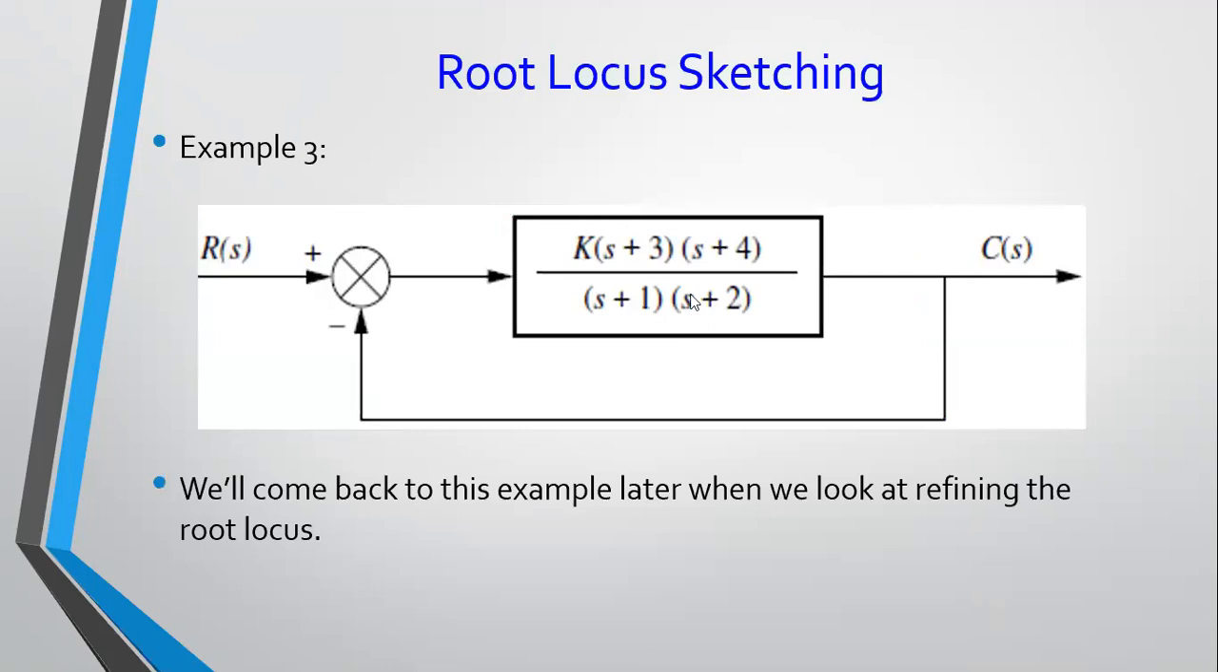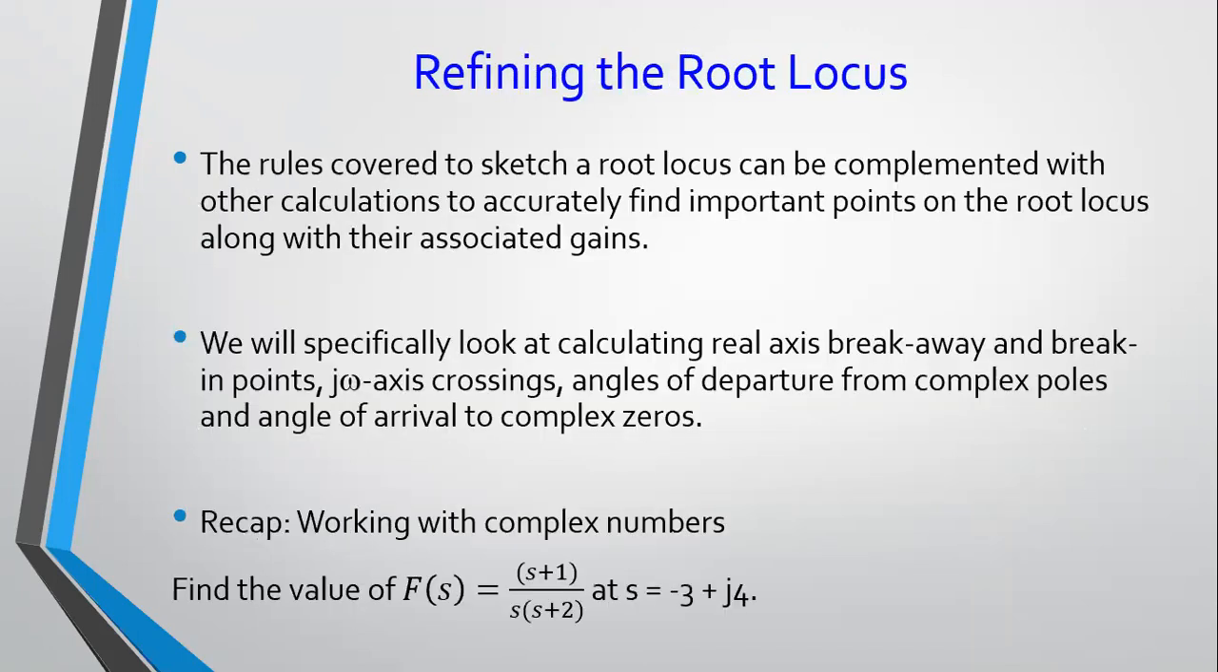Now, the third example we considered, the one where we got a root locus which was like a circle. We'll come back to this example as we go along. We'll use example 2 as a worked example, as a case study for illustrating the refinement of a root locus to calculate certain specific features, like I've said. Let's go straight into that.